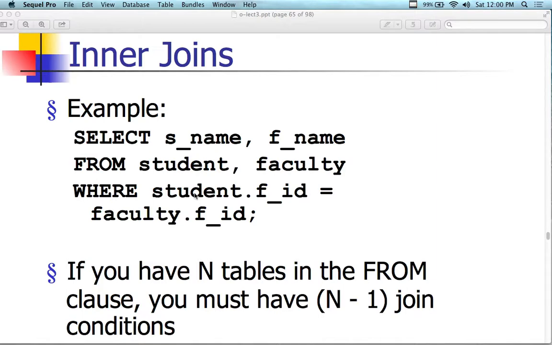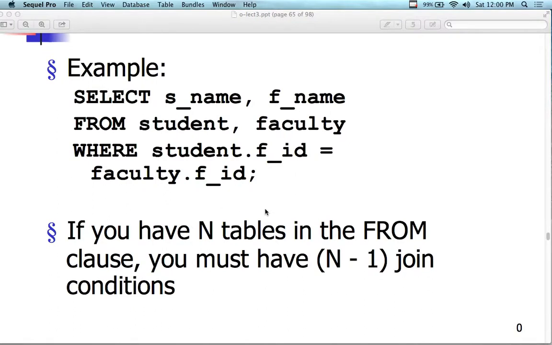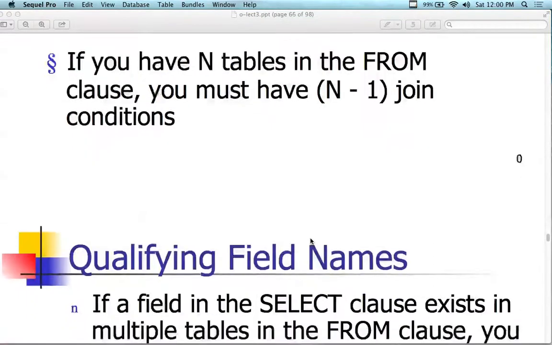So select the student name, faculty name from students and faculty, where the student ID is equal to faculty ID. Well, we're finding all faculty who are also students. These are in both tables. So if you have n tables in the from clause, n-1 join conditions are going to exist.